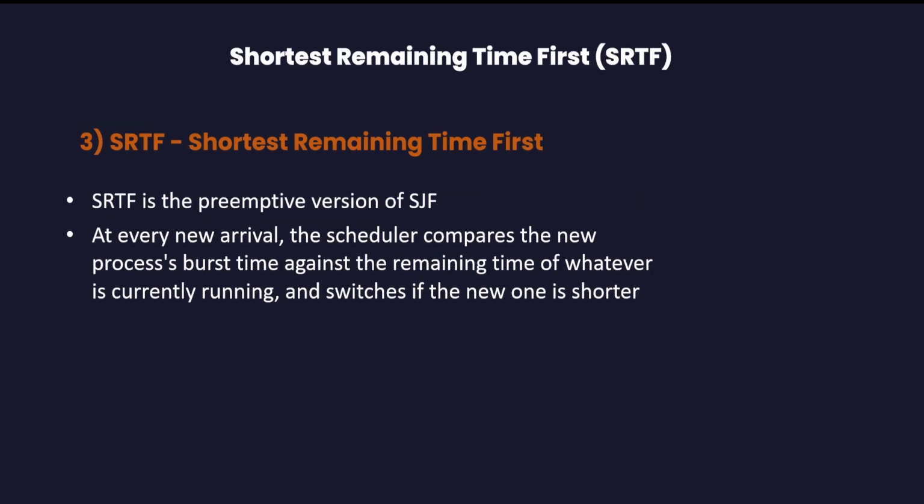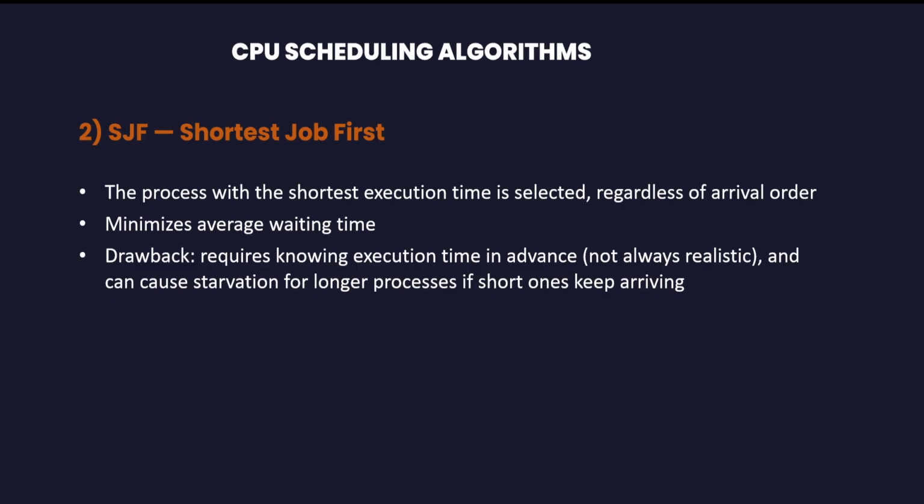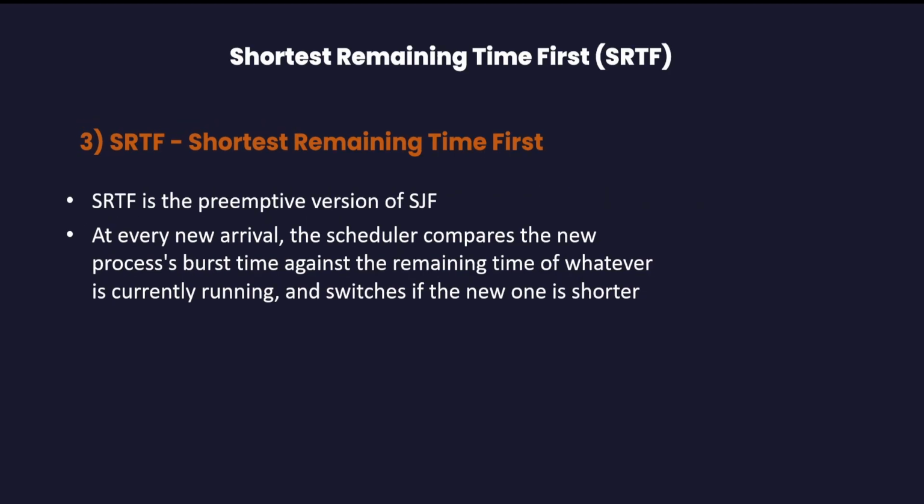Third is SRTF, shortest remaining time first. By the way, SJF was also non-preemptive. Now, SRTF is the preemptive version of SJF. At every new arrival, the scheduler compares the new process burst time against the remaining time of whatever is currently running and switches if the new one is shorter.